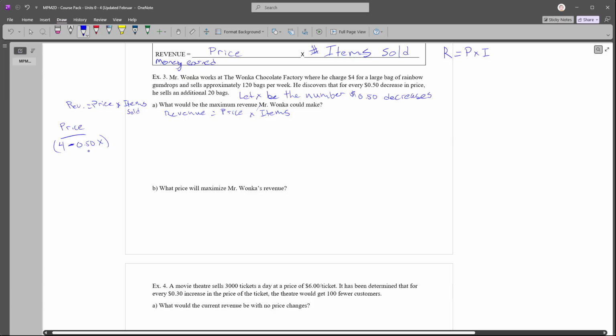Okay. What about items? So right now we're looking at the price is 4 minus 0.50x. That's our price. But we need to multiply that by our number of items. Well, initially, our items sold was 120 per week. However, for each 50-cent decrease, we sold more bags. Oh, more. That means we're adding. How many more? 20, multiplied by the number of decreases we have. Okay, so now we have our number of items, 120 plus 20x. So this is our revenue. I'm just going to put R here.